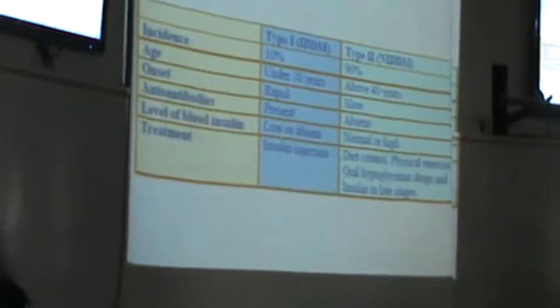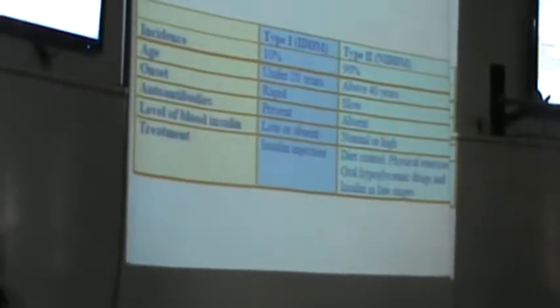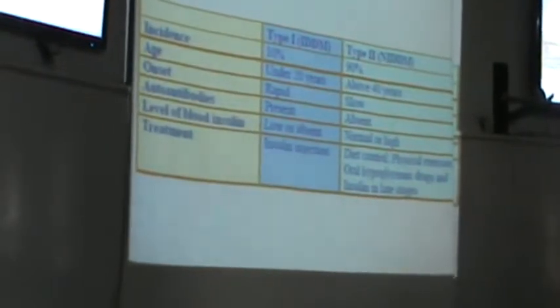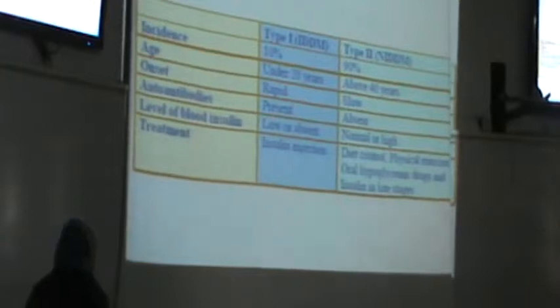Okay? How about treatment? I treat the cause. Type 1, I have no insulin, I provide insulin. Okay? How about type 2? Type 2 usually help insulin action. How do you help or enhance the action of insulin that is supposedly already there? You control your diet, you do some physical activity, and you give drugs that help overcome the resistance, which are the oral medication drugs.